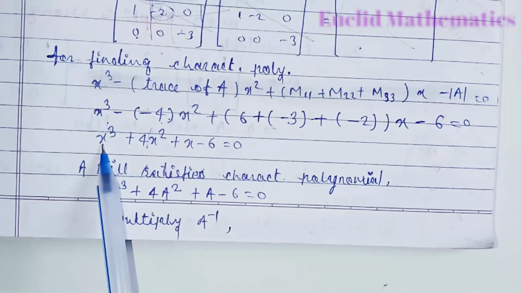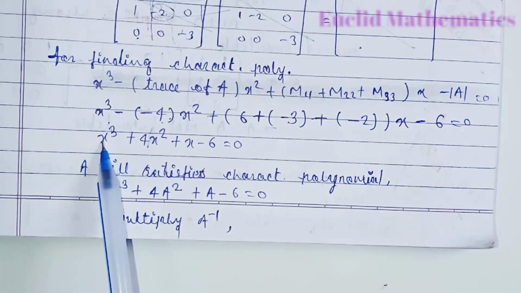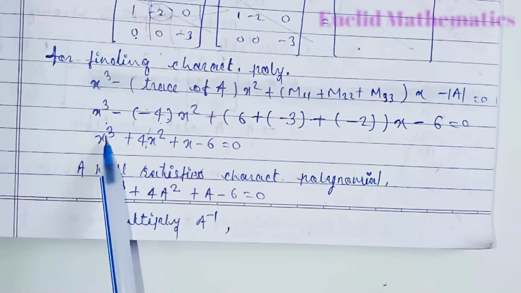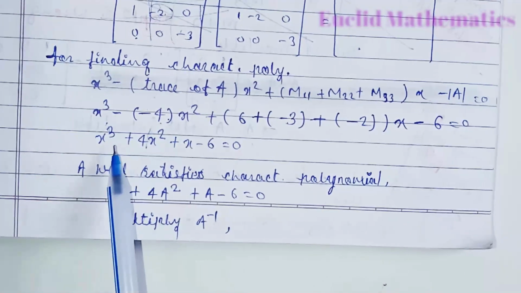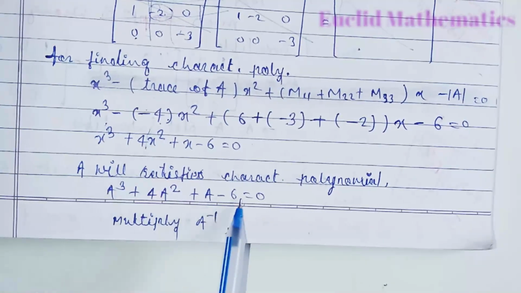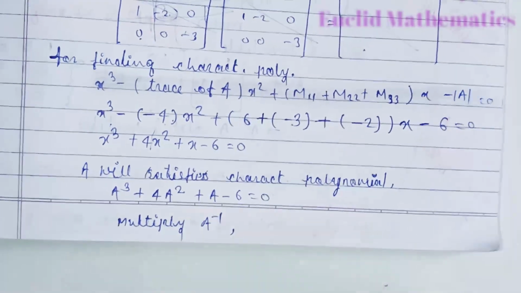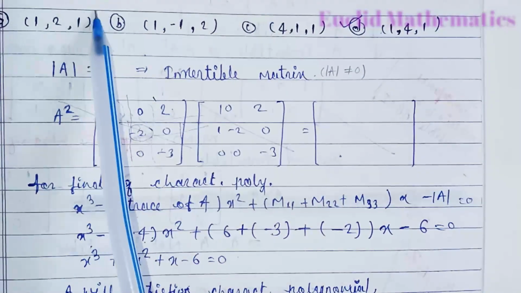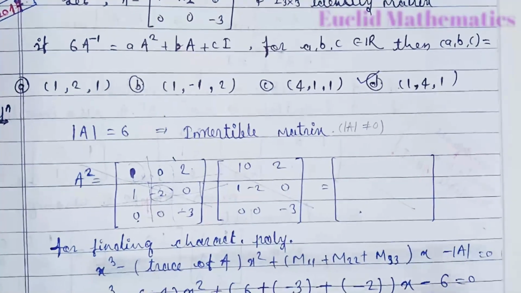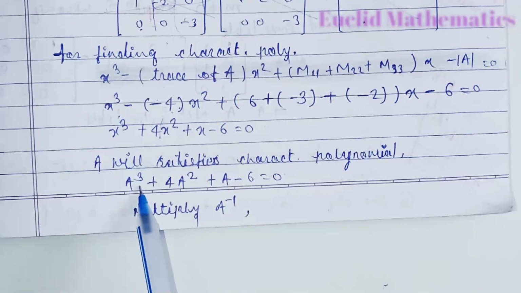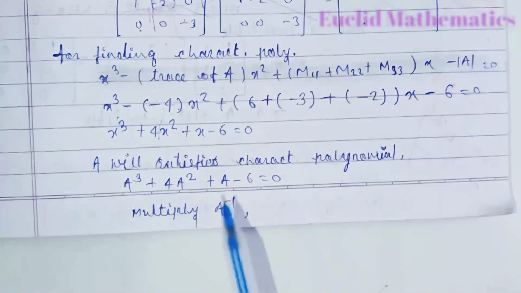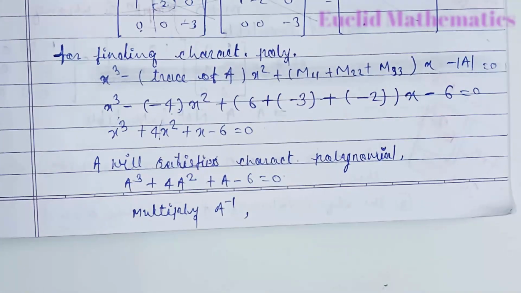So replace that x by A, because A satisfies the polynomial, which means if we substitute that value into that quadratic equation, it satisfies it. So substitute here: x cube means A cube plus 4A square plus A minus 6, which is equal to 0. And here we want the value for 6A inverse. So try to convert it into the form of 6A inverse. We have to adjust some of the terms here itself. So A cube plus 4A square plus A minus 6 equals 0. Take it to the other side, multiply A inverse to both sides, and we will get the required polynomial.